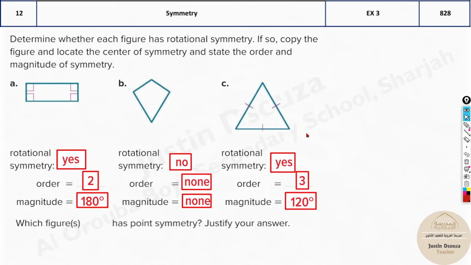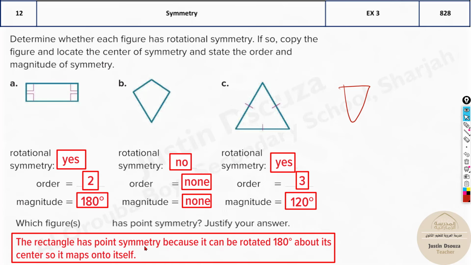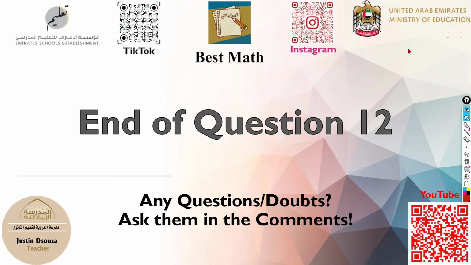Now, which of these has point symmetry? If you rotate all these, at 180 degrees you will not get it back. So it will be something like this. No, it's not possible. Only this is possible if it's a rectangle or parallelogram. The rectangle has point symmetry because it can be rotated 180 degrees about its center and it maps onto itself. So that's the end of question 12.